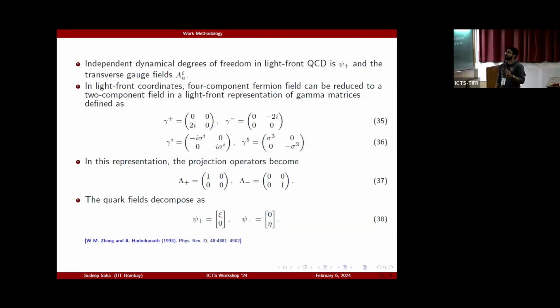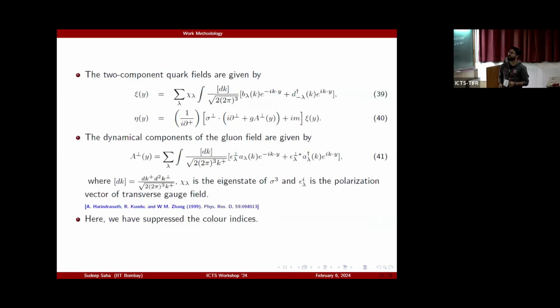So we have only the psi plus and the transverse gauge fields as the independent dynamical degrees of freedom. And we can also choose a specific representation of the gamma matrices in which the 4-component quark field reduces to 2-component fields. And these are the expressions for the 2-component quark fields and the dynamical gluon field. Okay, now let us discuss some results.